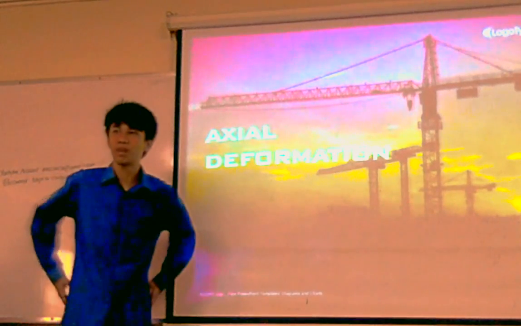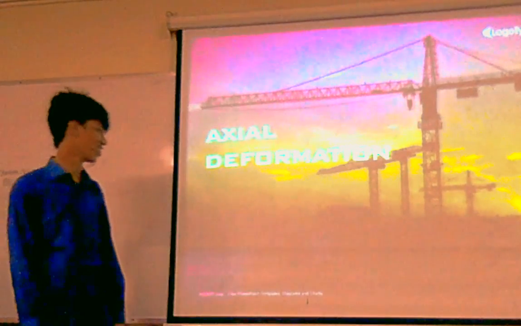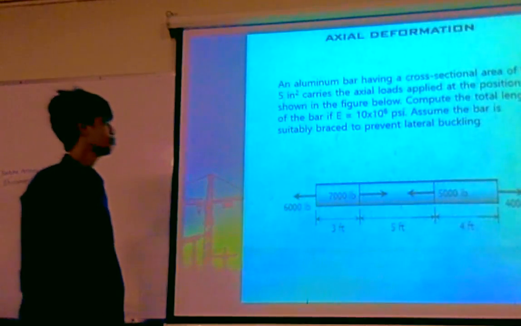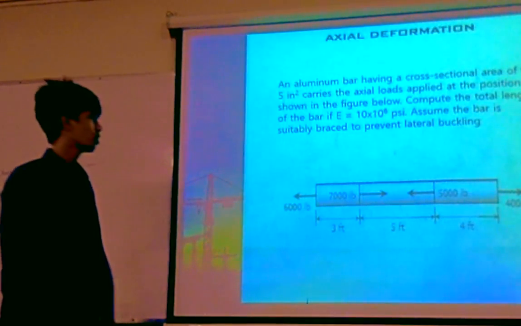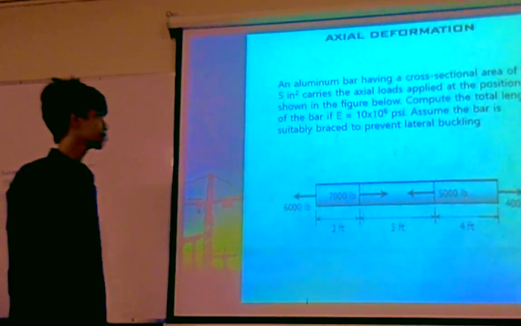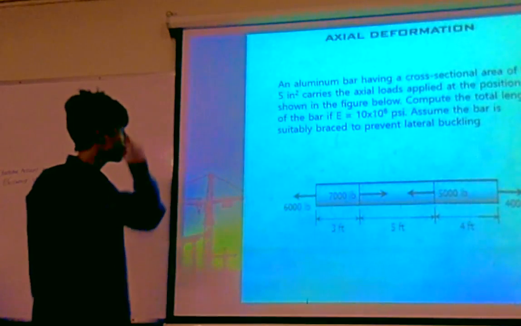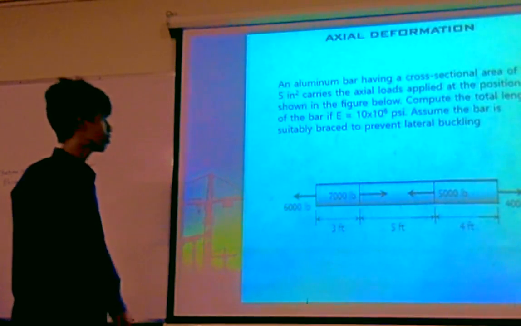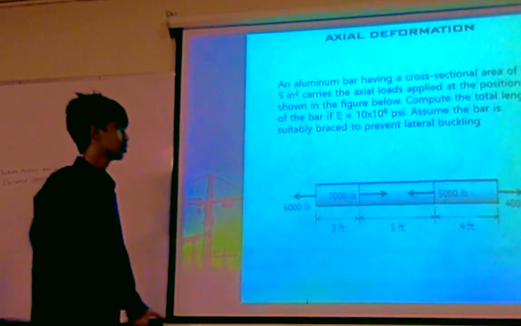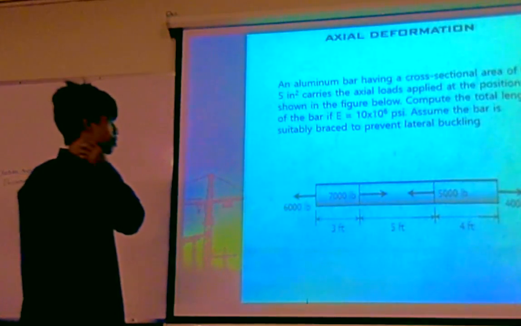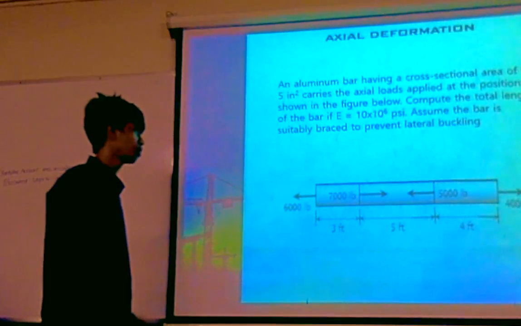Now we're going to the subtopic axial deformation. Problem: an aluminum bar having a cross-sectional area of 0.5 square inches carries the axial loads applied at the positions shown in the figure. Compute the total elongation of the bar. E is 10 times 10 to the 6 pounds per square inch. Show that the bar is suitably placed to prevent bumping.